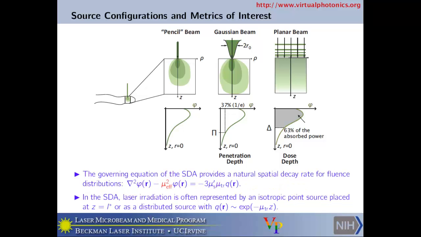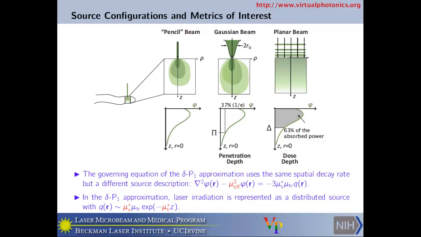One thing I want to emphasize again is that in the standard diffusion equation, you have a natural spatial decay rate for the fluence rate. It goes as this mu effective term. Mu effective squared is 3 times mu A times mu TR. This is the source configuration. And this decay of the source term is usually expressed in terms of mu TR, which is the sum of the absorption and the reduced scattering coefficient. So this is what happens in the standard diffusion approximation.